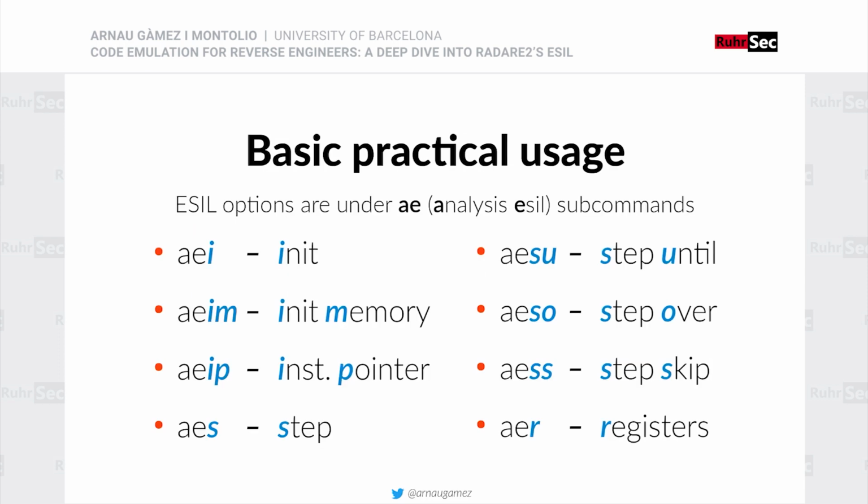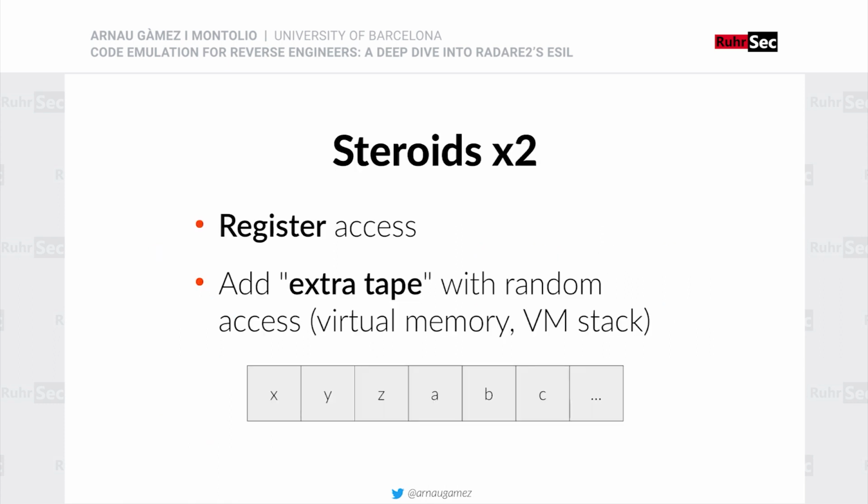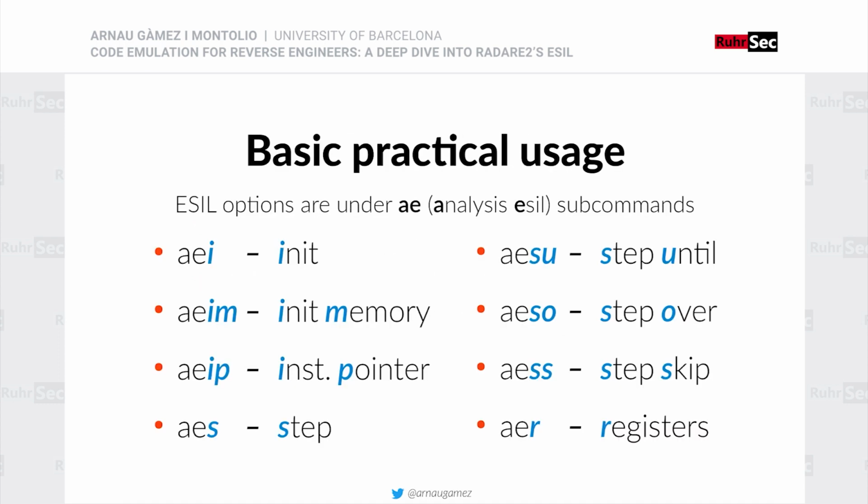So this is the practical usage of ESIL, which is what most of you will be interested in, I guess. And as I said, ESIL options will be under the AE command, which is analysis ESIL. We can do a bunch of commands. First of all, init, which is basically initiating the emulation engine. This won't initiate any extra tape, as I said before. But if we need it because we are performing some memory operation, we will just use the IM, which will init the memory. And if we use the IM, we won't need to do the init before.